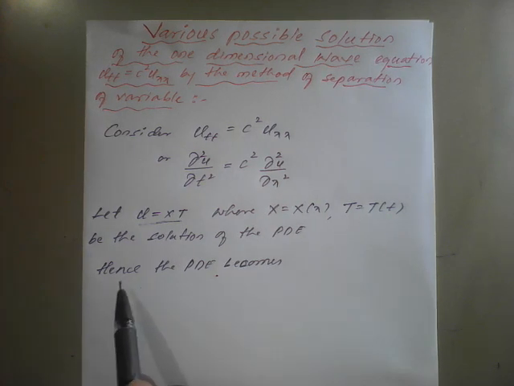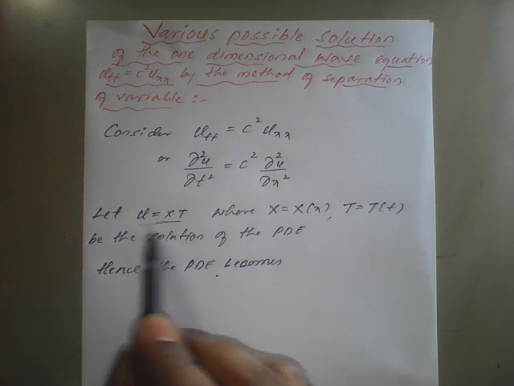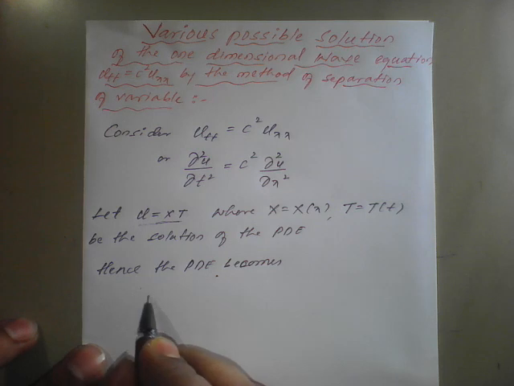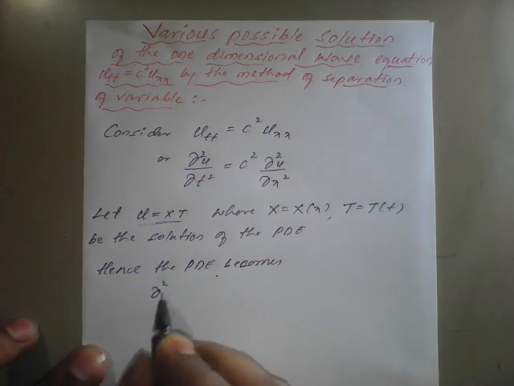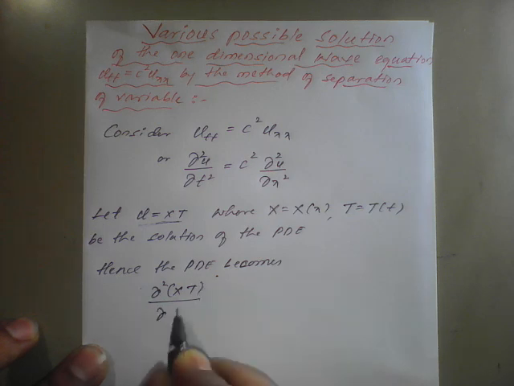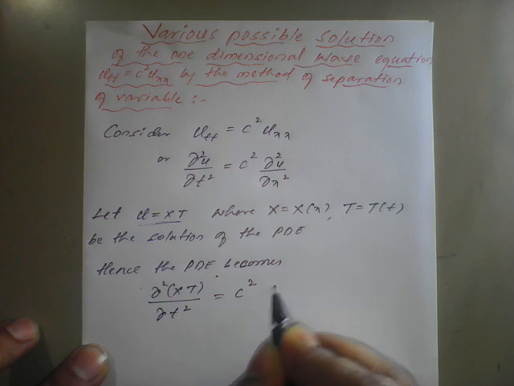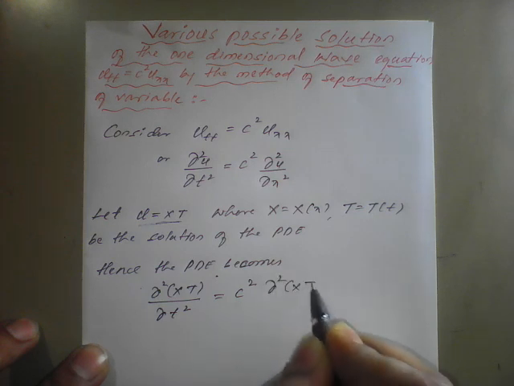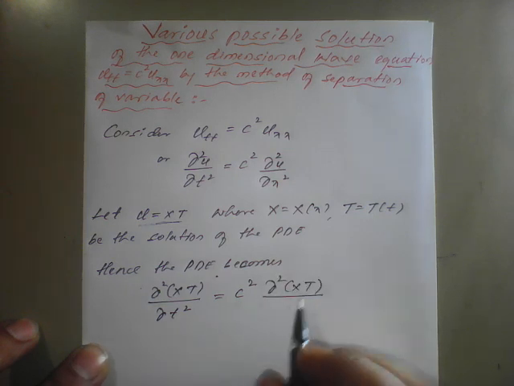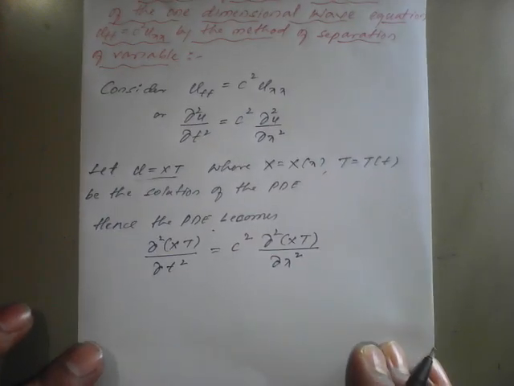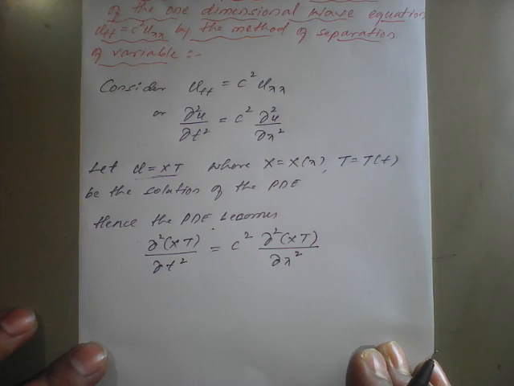Now the PDE becomes, we need to replace u with XT in the above expression. So del square of capital XT divided by del t square is equal to c square into del square of XT divided by del x square.